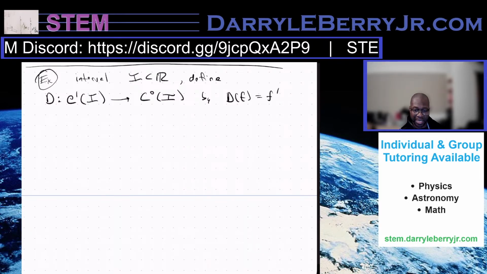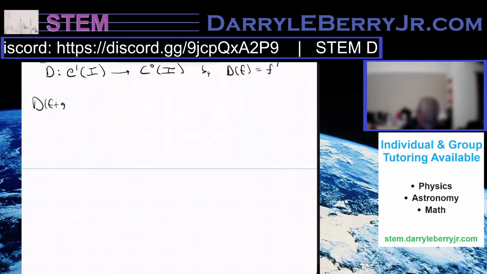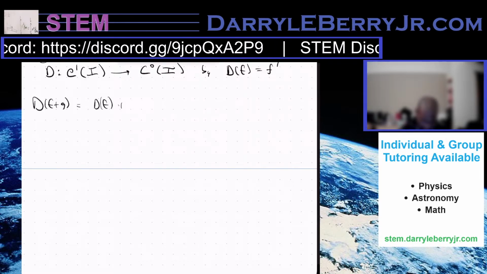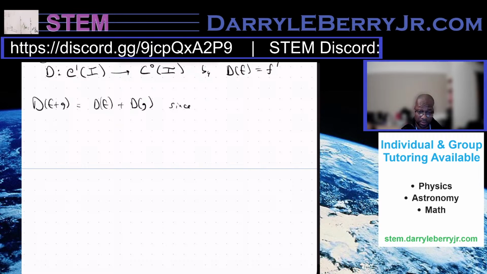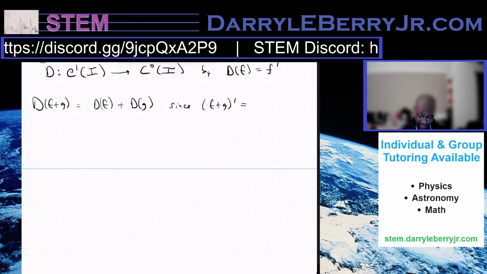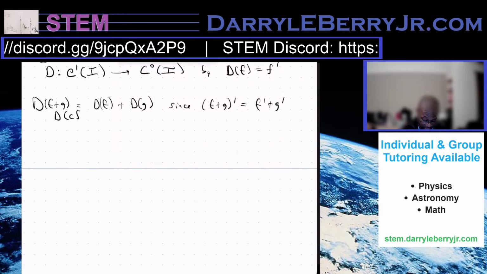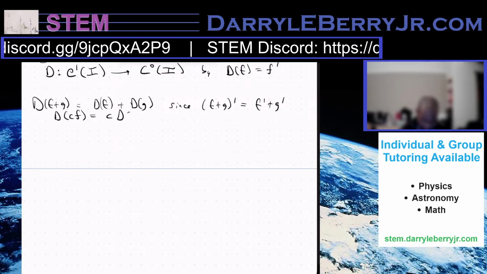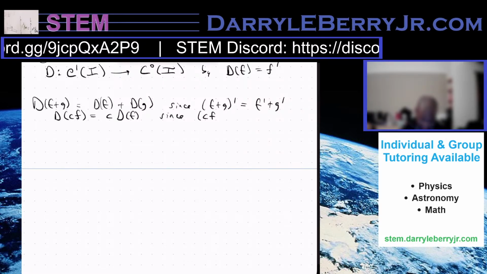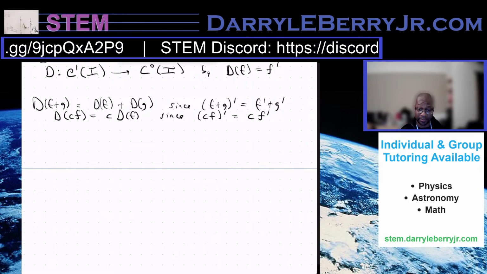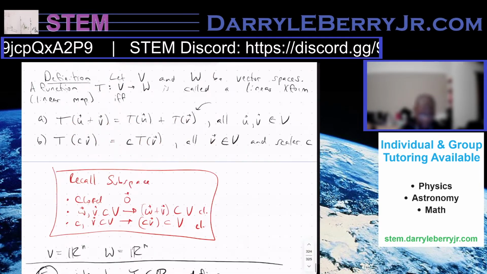D satisfies the linearity properties by virtue of the rules of differentiation. So D(f + g) = Df + Dg, since (f + g)' = f' + g', and D(cf) = cDf, since (cf)' = cf'. So it follows the two linear transformation parameters.